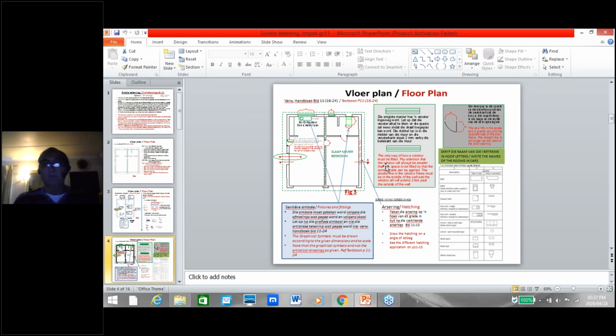Sorry, Johan, there was one last question that came in now. Are we ever expected to draw a floor plan to 1:1 scale and elevation? If you draw a floor plan to 1:1 scale, can you fit it on your plate, on your thing?